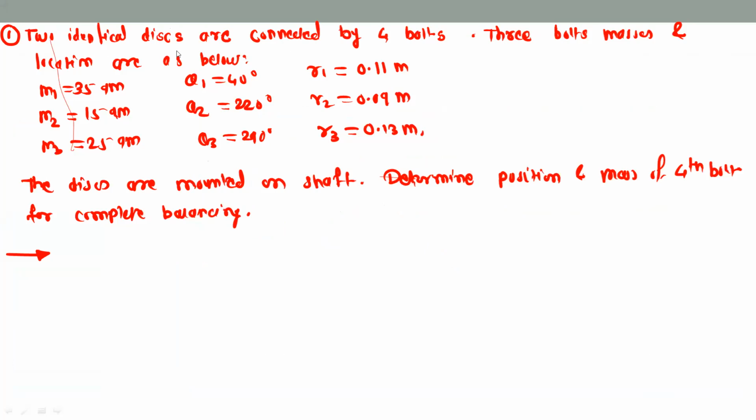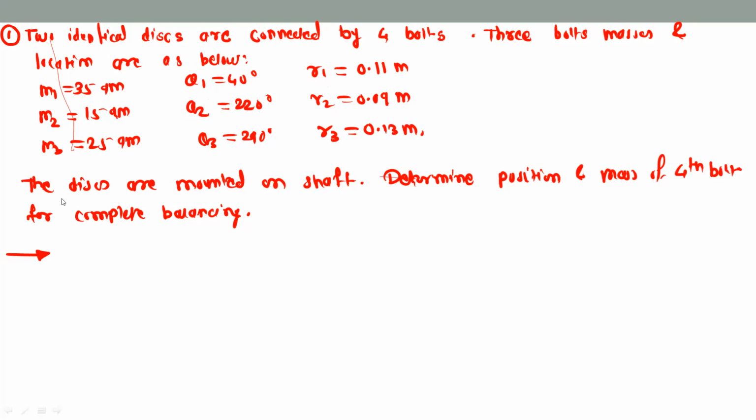So this is an example on static balancing. There are two identical discs. They are connected to each other by 4 bolts. Out of these 4 bolts, the masses and angular positions of 3 bolts are given. The first bolt has mass M1, which is 35 gram. Second, 15 gram. Third is 25 gram. And these are the angular positions theta 1, theta 2, and theta 3 with respect to the positive x-axis. And their radii are given as R1, R2, and R3.